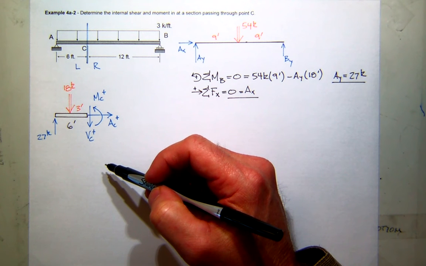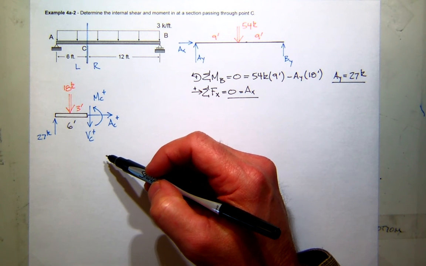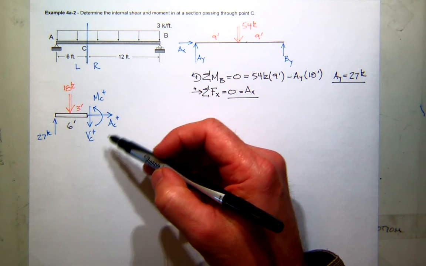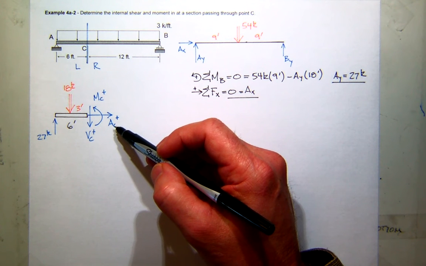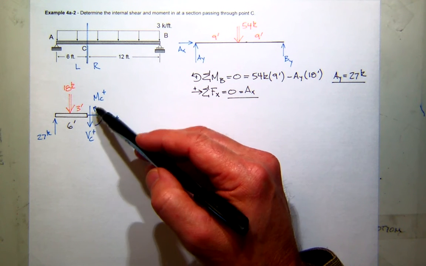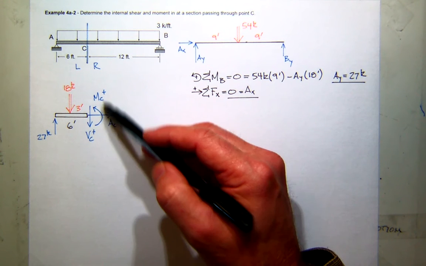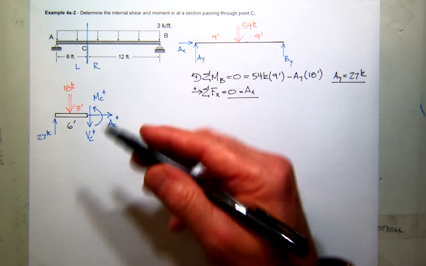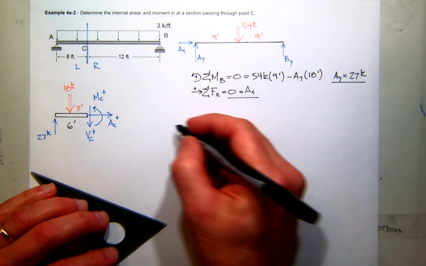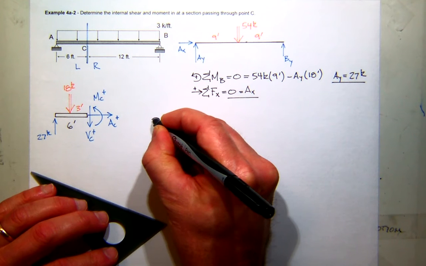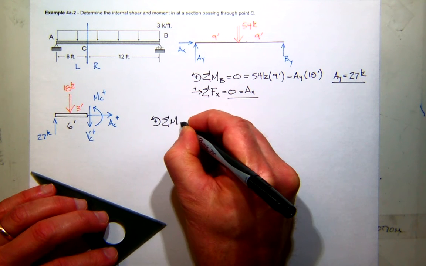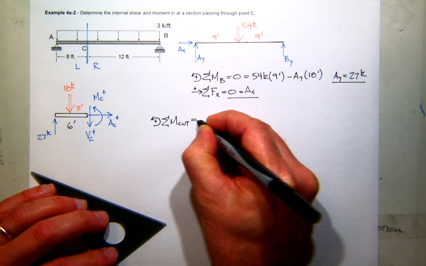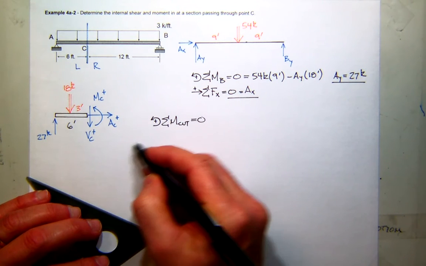Now, fortunately for this problem, the order that you do them in is not necessarily important. I can sum forces in the x right now, and you know that AC is 0. I can sum forces in the y, get the shear, sum moments, and get moments. So the order is not that important. But just out of habit, I always like to start by summing moments at the cut first, and making sure this free body is in equilibrium.